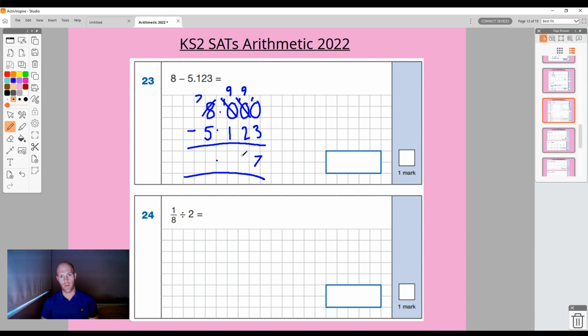7. 9 take away 2, 7. 9 take away 1, 8. 7 take away 5, 2. 2.877. Make sure you close your 8, do it properly.